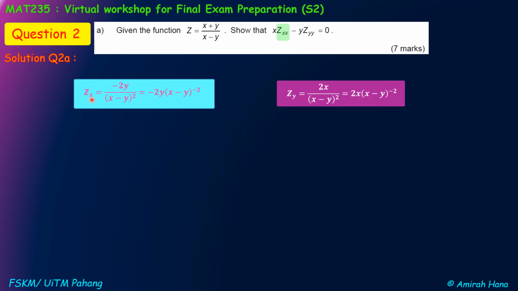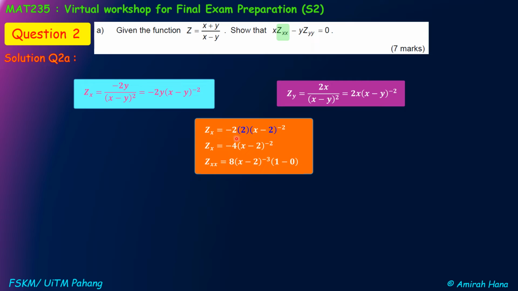To explain zxx, let's say first we assume our zx equals negative 2 times y, where we assume y as a constant, let's say equals 2, times bracket x minus 2, to the power of negative 2. So now our zx equals negative 2 times 2, which is negative 4, times bracket x minus 2 to the power of negative 2.